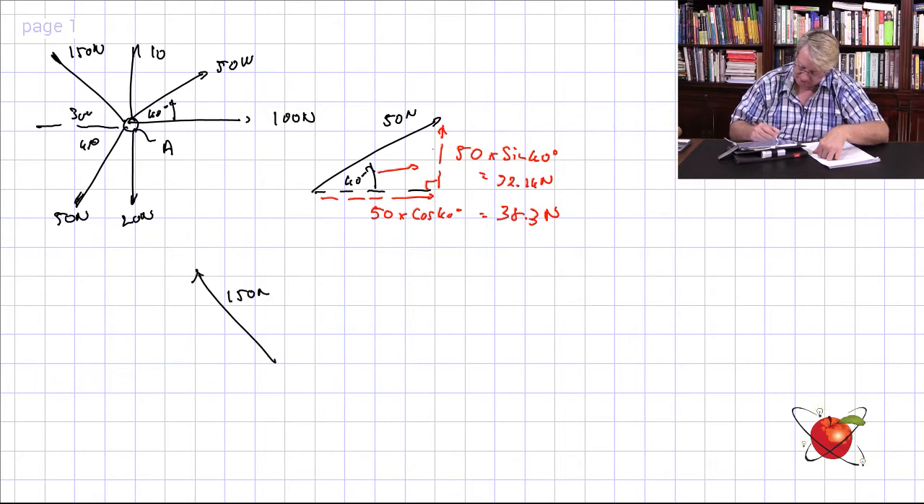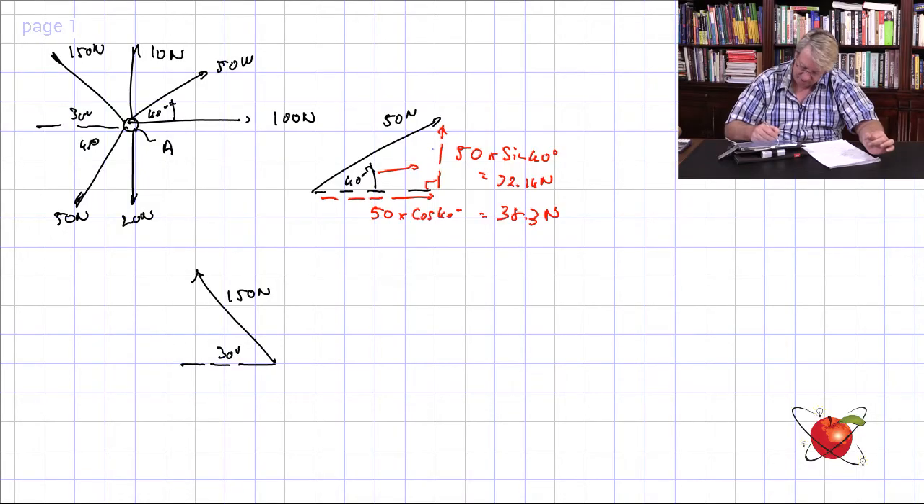150 newtons this way, and that's at 30 degrees. I didn't take the 10 newton vertical because it's already resolved. It's vertical, right? So we just leave it. Only the ones at an angle are we going to be resolving. So let's go and say, okay, red, just put that in, and there we go.